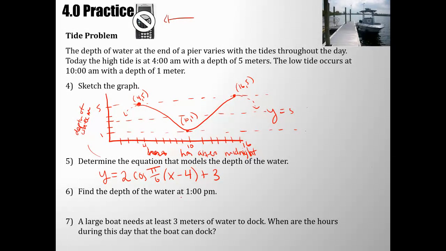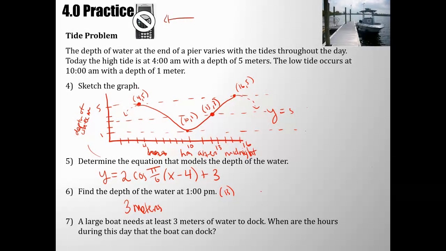Find the depth of the water at 1 p.m. Well, I guess I can go ahead and do this in quarters, right? 1, 2, 3. That's 1 p.m. Isn't that 13, 3? This would have a depth of 3 meters. It's actually one of the quarters.